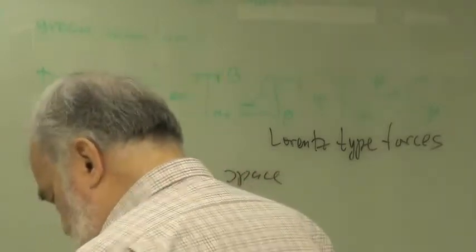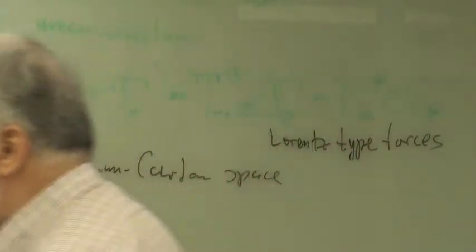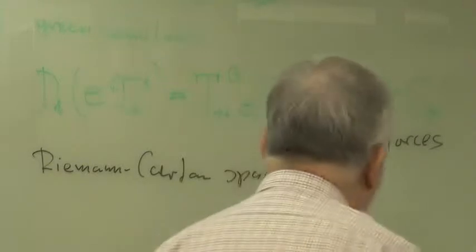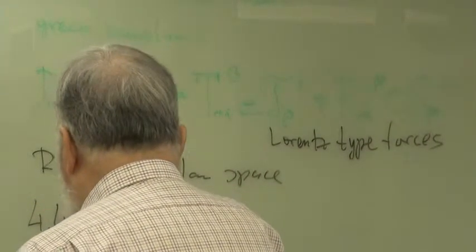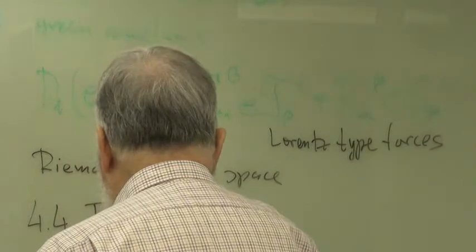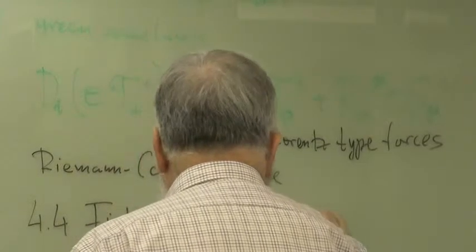So in number 4.4, I now want to get the field equations. That is 4.4. Field equations of Sciama-Kibble.